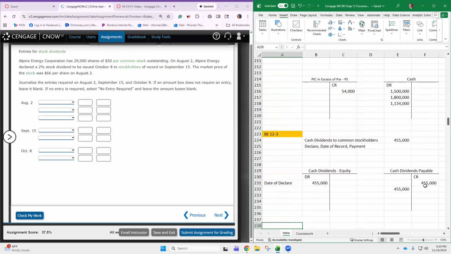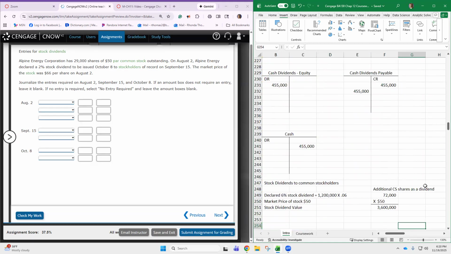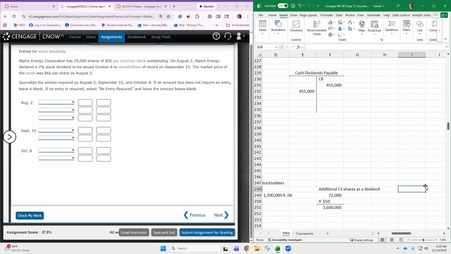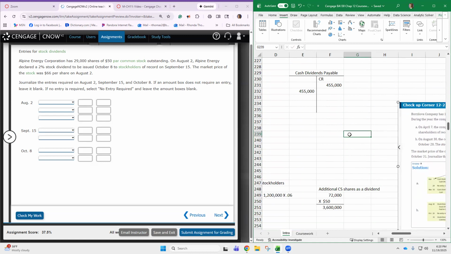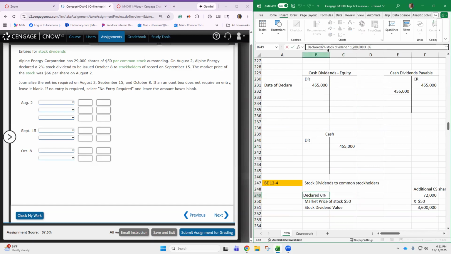So it's the 4th exercise. Okay. And then we're going to put some information in here. So let me put this down here. First thing we need to know before this stock dividend gets started is, what are they declaring? They're going to declare a 2% stock dividend. Let's write that down. They're declaring a 2% stock dividend.